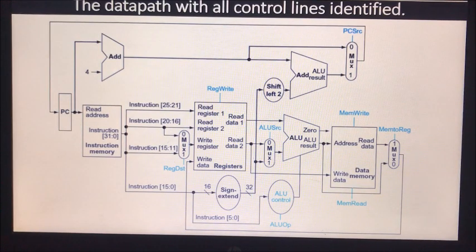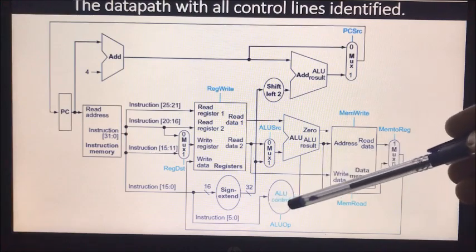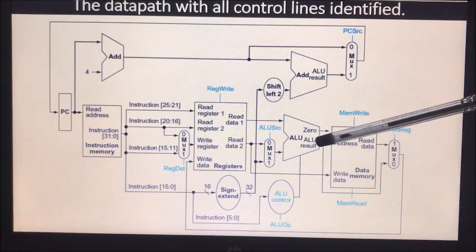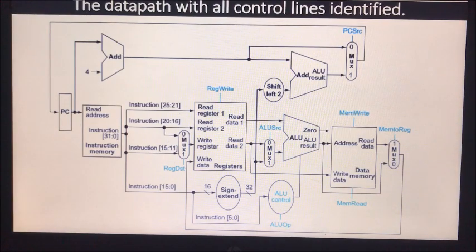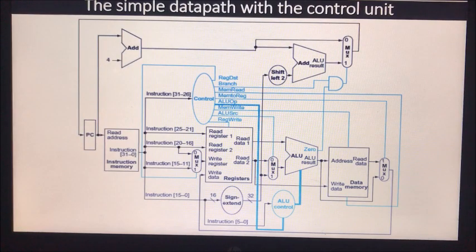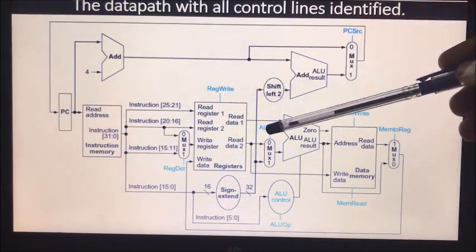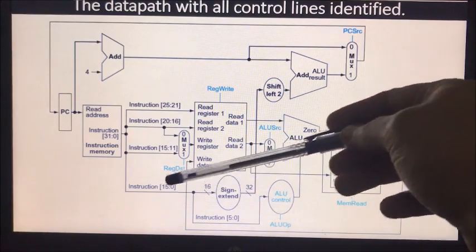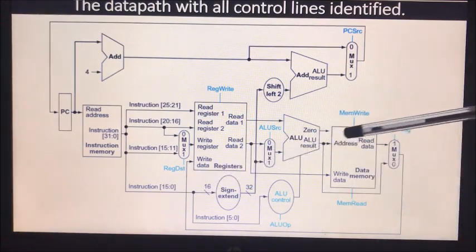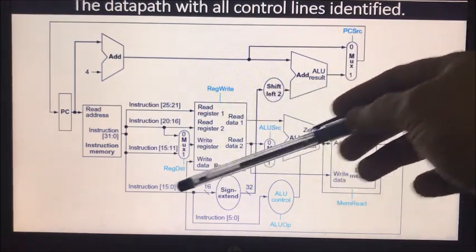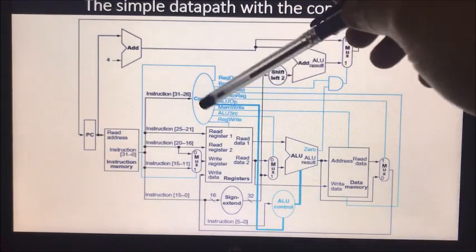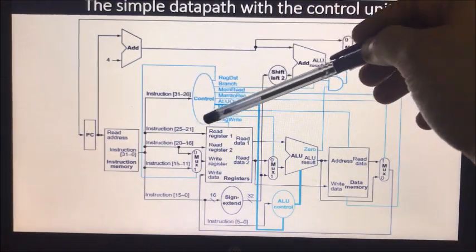Okay, now this is one stage of control signals which is going to be generated for the ALU. Now if you see this diagram, register write, ALU source, ALU operation, register destination, all these are control signals which are combined into a single unit and specified as the control unit in this case.